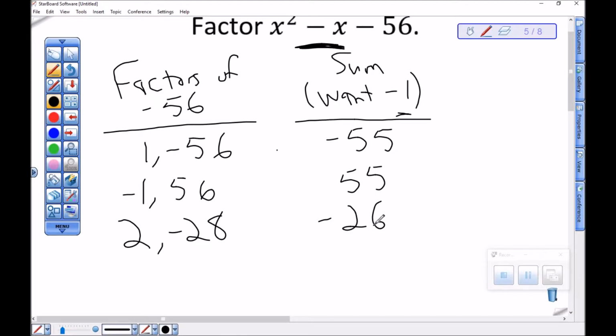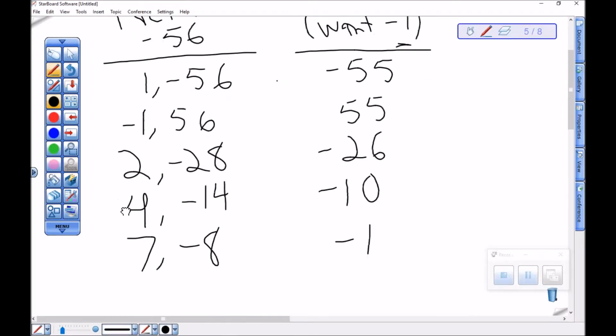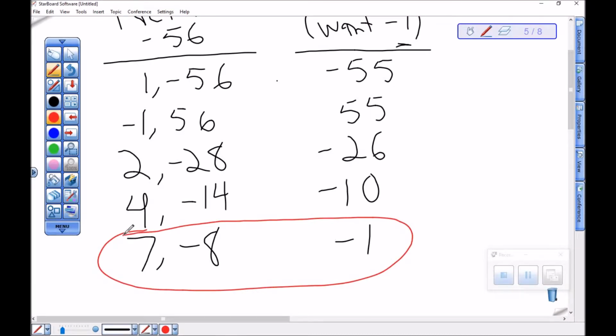56 is not divisible by 3, so 3 doesn't have a partner, but it is divisible by 4. Negative 56 is 4 times negative 14. 4 plus negative 14 is negative 10. That's not quite right. 56 is not divisible by 5, because it doesn't end in a 5 or 0. It's not divisible by 6, because it wasn't divisible by 3, but it is divisible by 7. Negative 56 is 7 times negative 8, and those add up to negative 1. Aha.